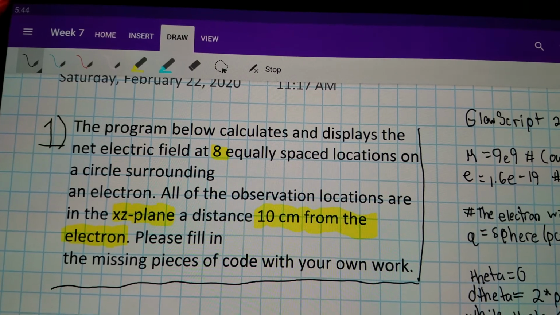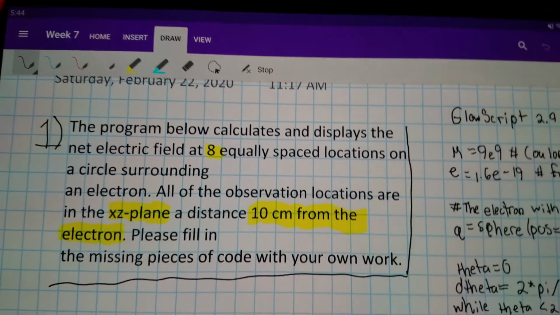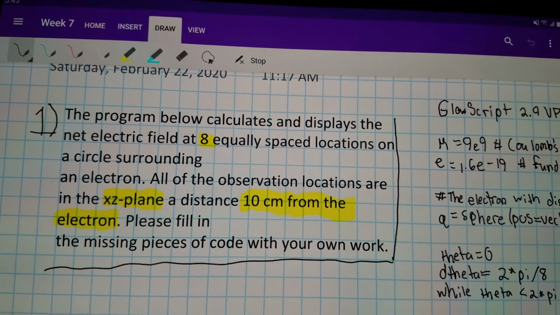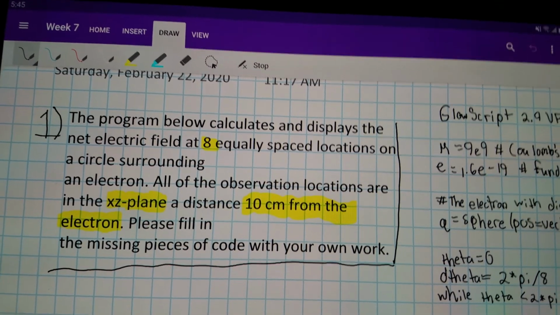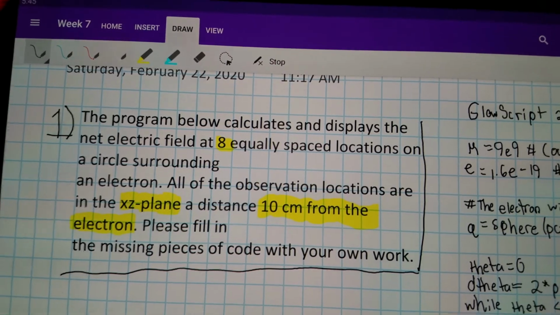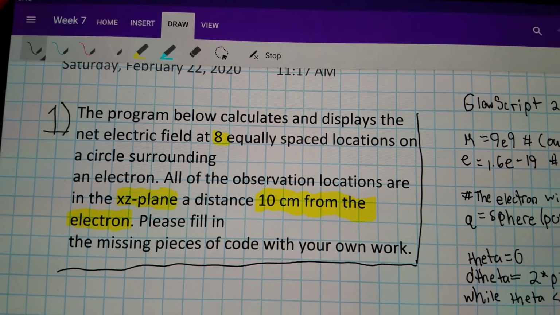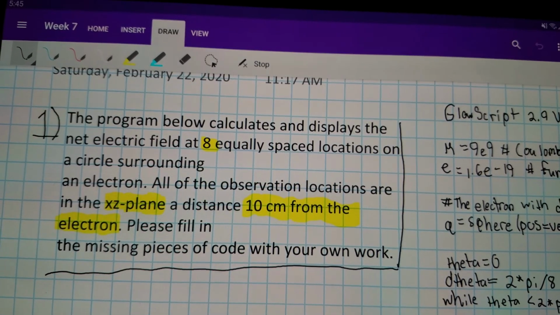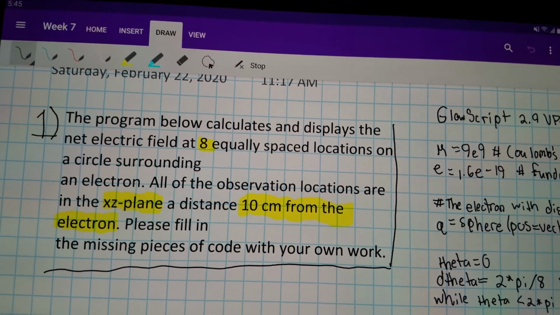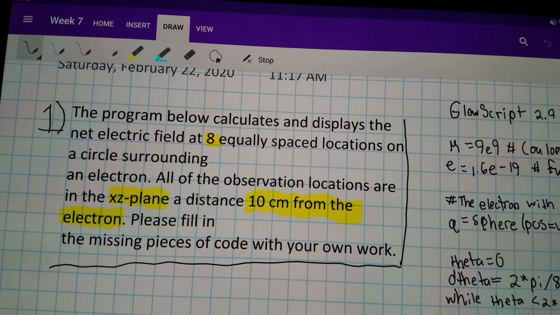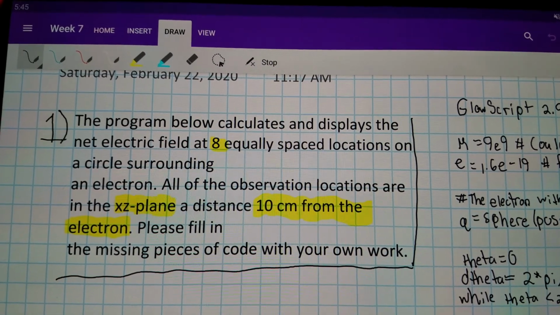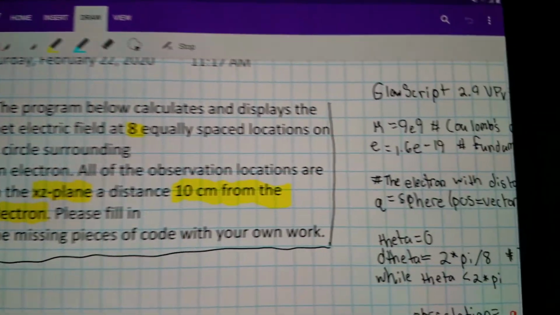So I highlighted parts that I feel were really important and crucial to understand in this problem. There are 8 equally spaced locations. Each of these is going to be considered one of the observation locations. And we know that it's in the XZ plane, so we shouldn't be calculating for something that's in the Y. And if we do, then there might be something wrong with your code. 10 centimeters from the electron just means that this is the distance away from the source.